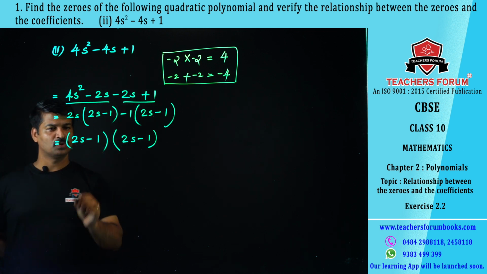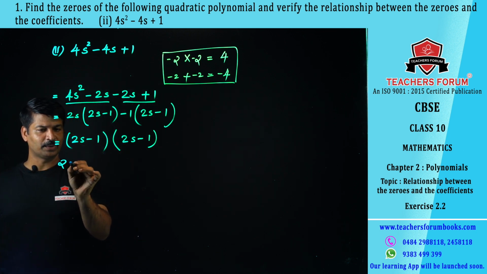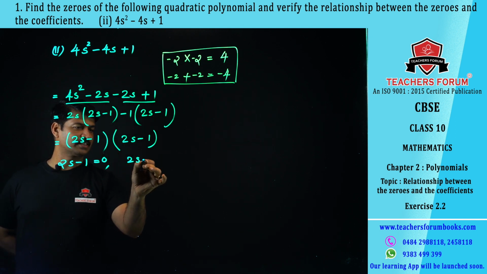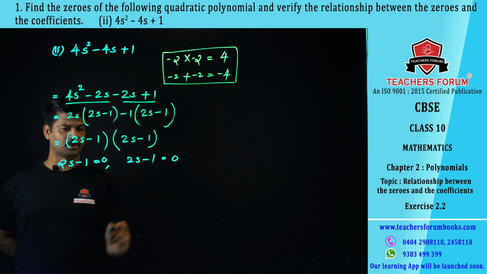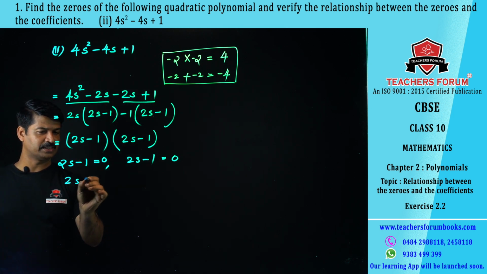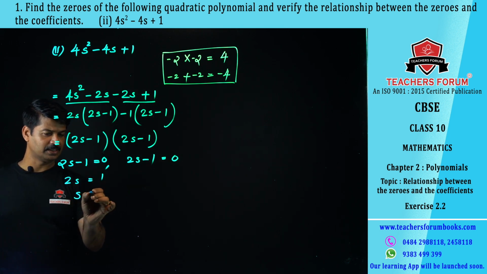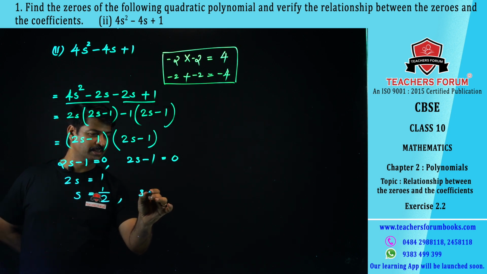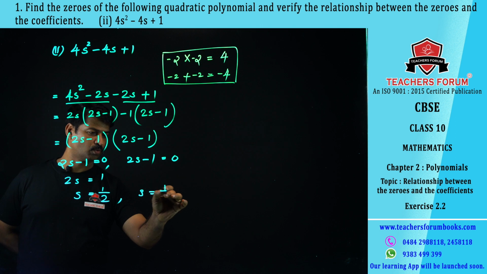To find the zeros, what you have to do? You should equate 2s minus 1 is equal to 0. And again the next term, 2s minus 1 is equal to 0. From this, 2s is equal to 1, s is equal to 1 by 2. Similarly, here also you will be getting the value of s as 1 by 2.